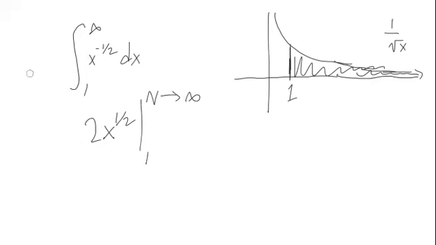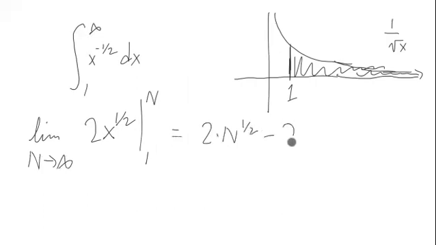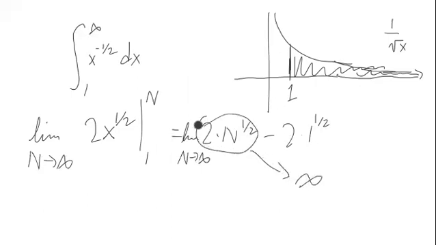In fact, we could even rewrite this as follows. We could say it's simply the limit as n approaches infinity. So this would be equal to 2 times n to the 1/2 minus 2 times 1 to the 1/2. But the limit as n approaches infinity. Now, it should be pretty clear that this right here heads off to infinity. So this whole thing goes to infinity. It's the limit, which means this integral actually diverges.